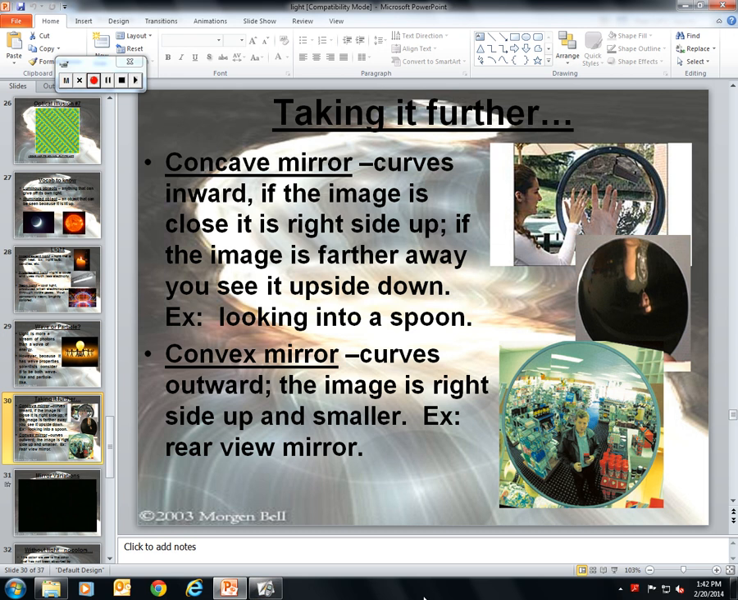Okay, concave mirror versus convex mirror. A concave mirror caves inward. Okay, that's the best way to remember it. When you're right up to it, you can see right side up, but if you move away, it turns upside down. So look in a spoon on the caved in side of it, and you'll see that you look upside down. A convex mirror curves outward, and what you're seeing is smaller, but you can see a bigger area. So we would use this as a rear view mirror, maybe like the picture on the right in a store, so that you're able to watch your people in your store.